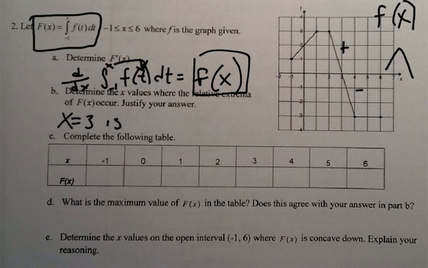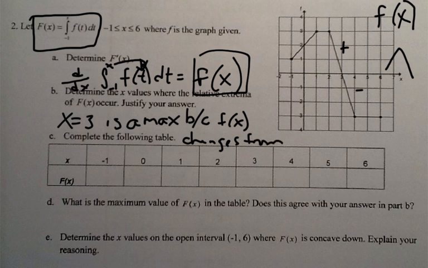So we're going to say x equals 3 is a max because f of x changes from positive to negative.